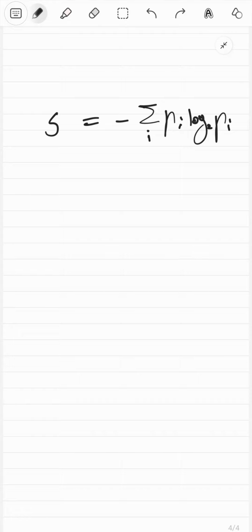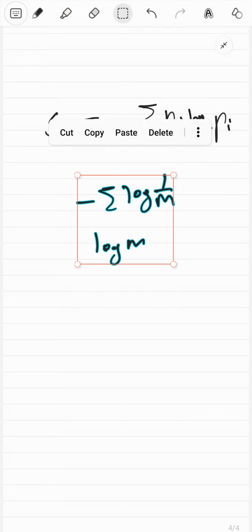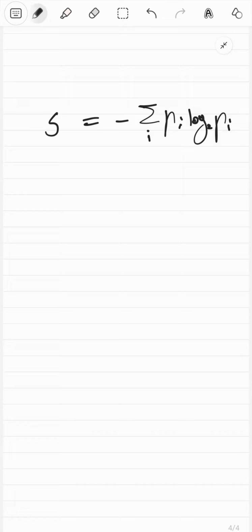Something is weird over there. No, that's actually right. If each of the pi's are equal, then this whole thing becomes negative summation of log of 1 upon m, which is in fact just log of m. So that's the expected value. What we want is the difference between the worst case and the best case. I'm saying it's the best case, but it's more like an approximation for the best case, so take everything with a grain of salt.